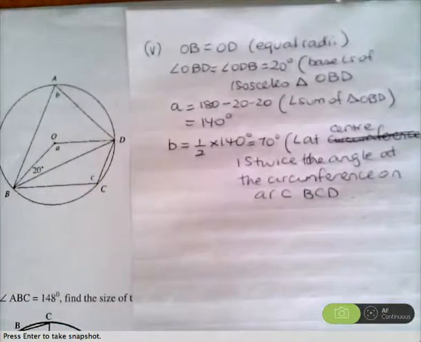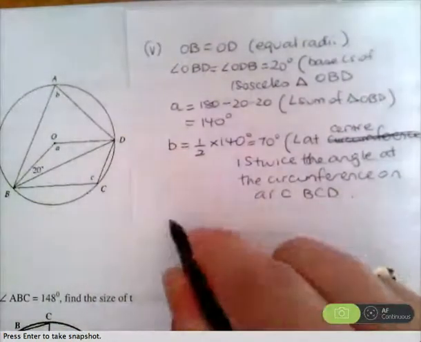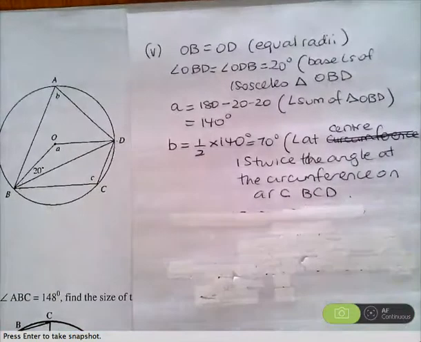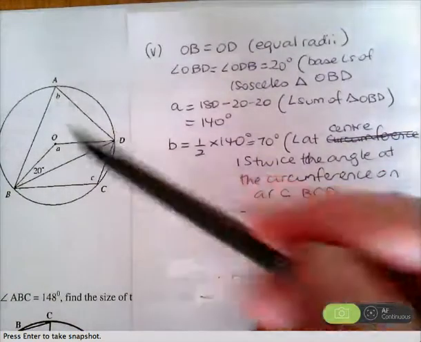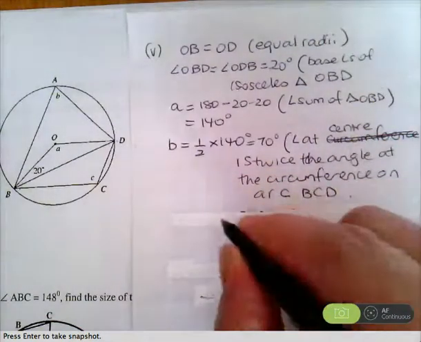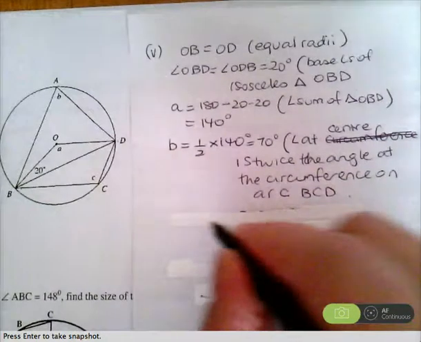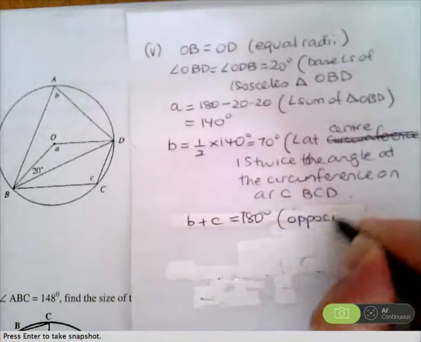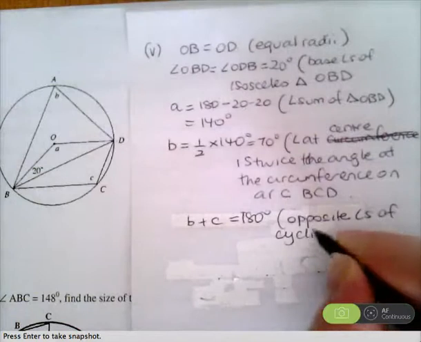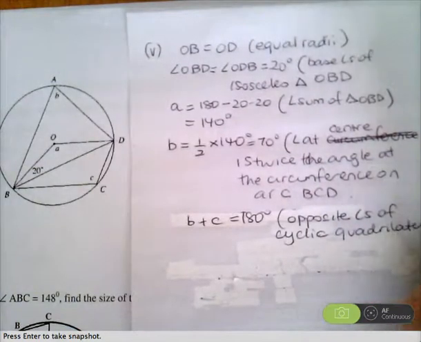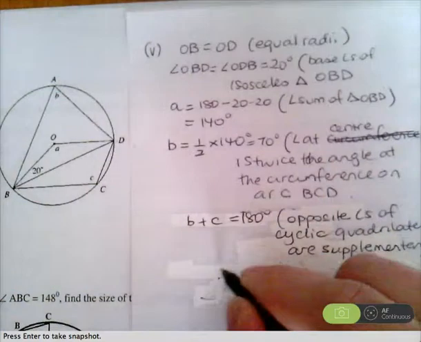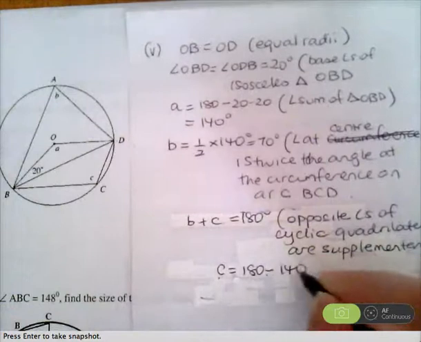So we've worked out what A is, we've worked out what B is, and now we just need to work out what C is. We can see that that's the angle at the circumference. Actually, a bit of a difference to what I was going to do before. We know that angle B and C are opposite angles of a cyclic quadrilateral. So we're just going to say that angle B plus C is 180 degrees. Opposite angles of a cyclic quadrilateral are supplementary.